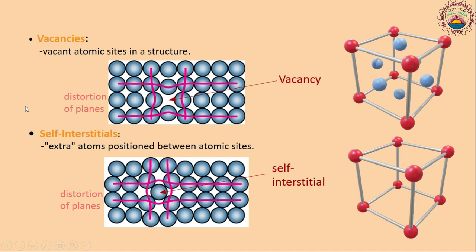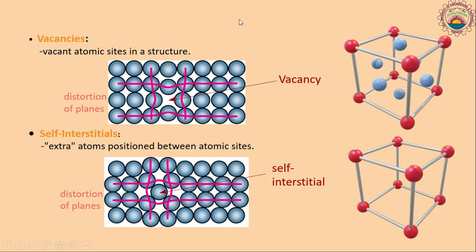Now moving toward the self-interstitial, as the name suggests, it is simply an extra atom position between the atomic sites. You see there are some spaces between the atoms; they are called interstitial sites. So if foreign atoms or the atoms within the structure are displaced and come into this interstitial site, that is called a self-interstitial, because it is occupying the interstitial space from an atom from within its own structure. That's why it is called the self-interstitial.